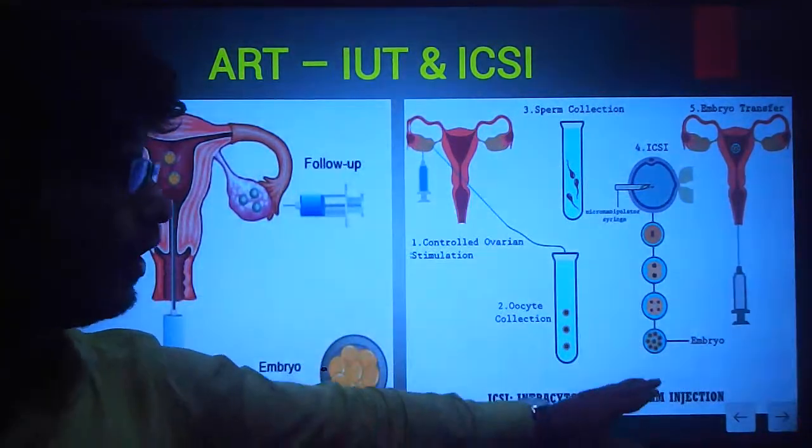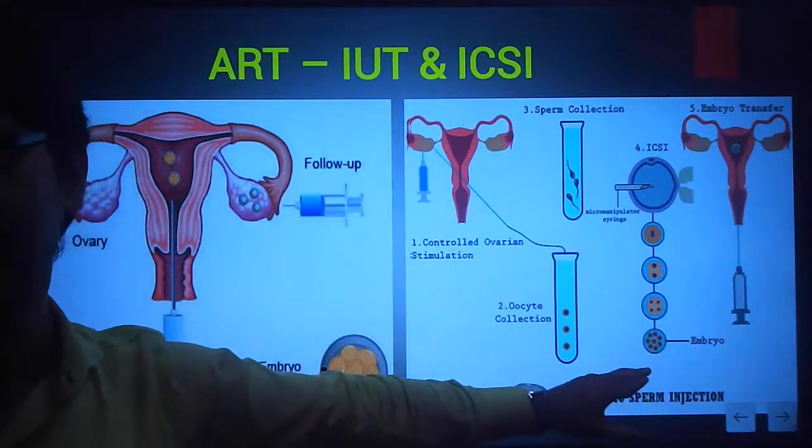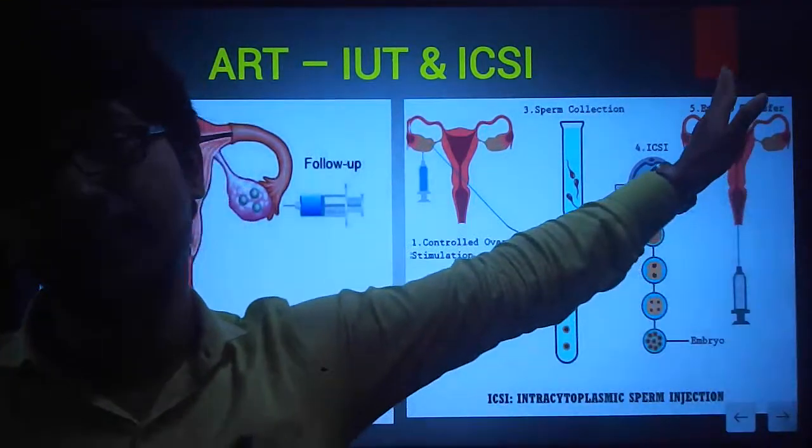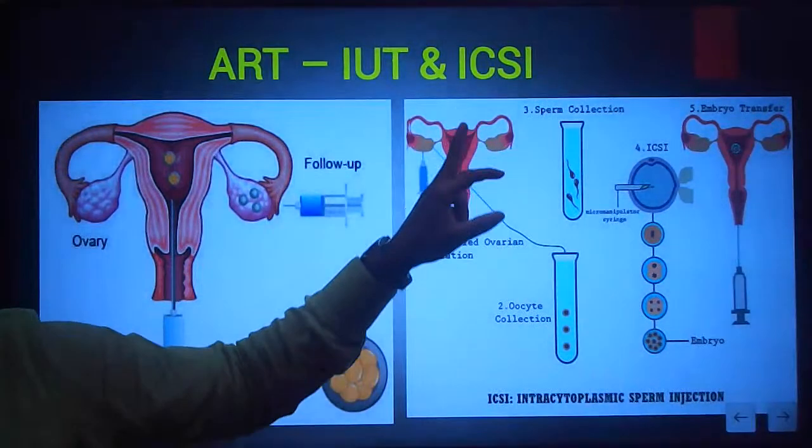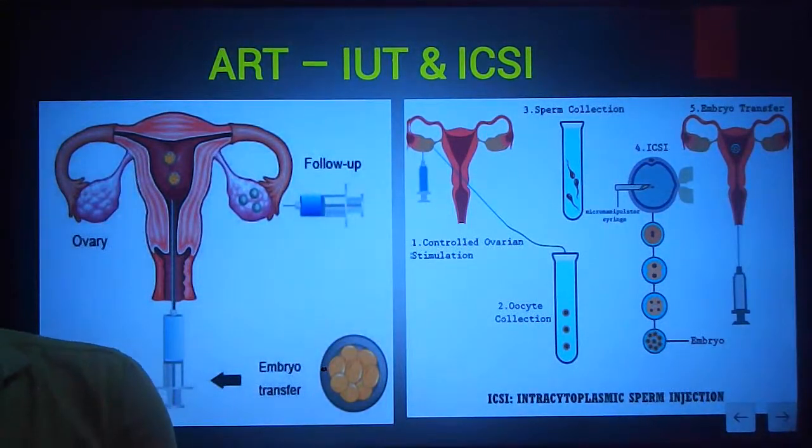Until when is it in vitro? Until the embryo forms, it is in vitro. After that, we transfer the embryo inside. So this technique is called intracytoplasmic sperm injection.